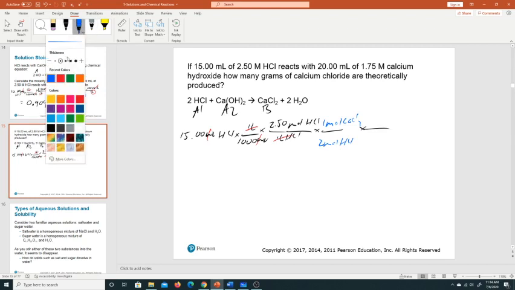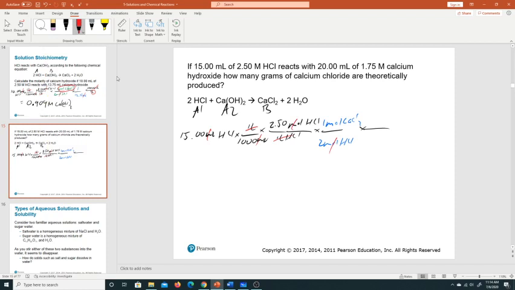Now, what are we looking for in this problem? We're looking for mass in grams, which means I now need the molecular weight of calcium chloride. Calcium has an atomic weight of 40.08 grams per mole. Chlorine is 35.45, but I have to double that, so times 2. That's going to be 70.90. So 70.90 plus 40.08 is 110.98.